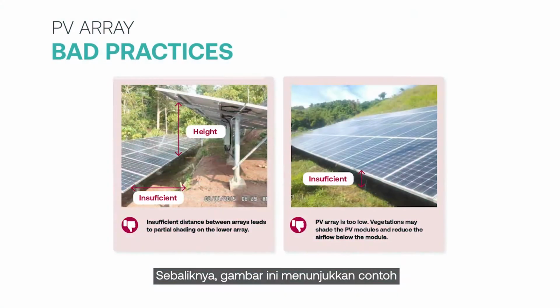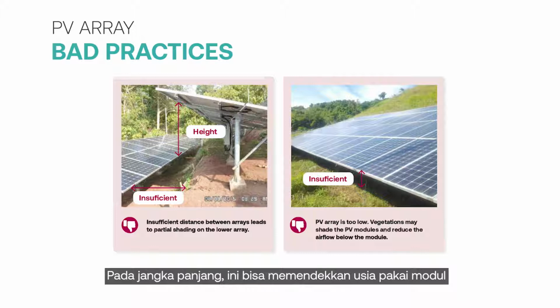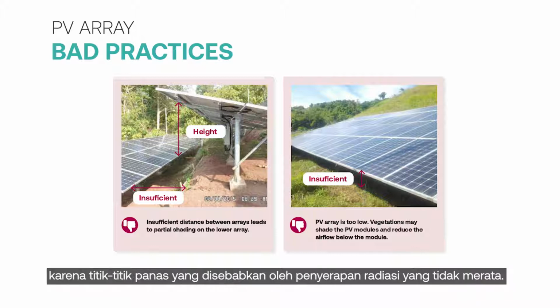On the contrary, these pictures show bad examples of installed PV arrays that must be avoided. Shading or shadow on a PV module, either small or big, will decrease the power output of the PV module. In the long run, it will even shorten the lifetime of the module due to hotspots caused by uneven radiation reception.